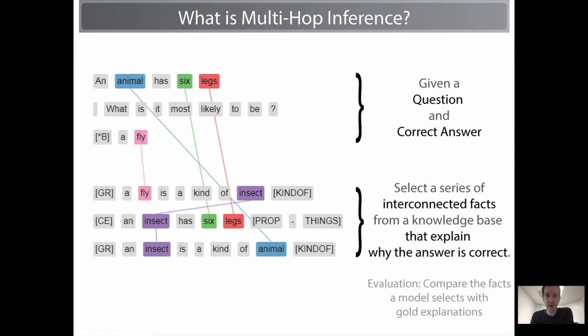And how we normally evaluate this model-generated explanation to see if it's correct is to compare it against some gold explanation in the corpus to see if it selects all 3 of these gold facts. And just by the way, these explanations come from the WorldTree corpus of compositional science explanations.